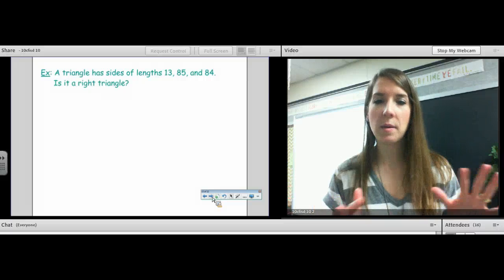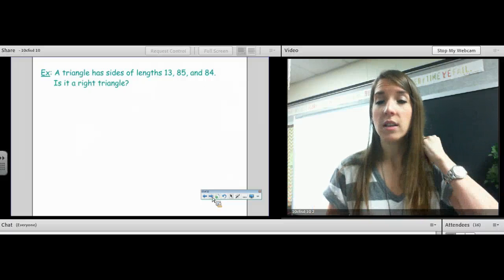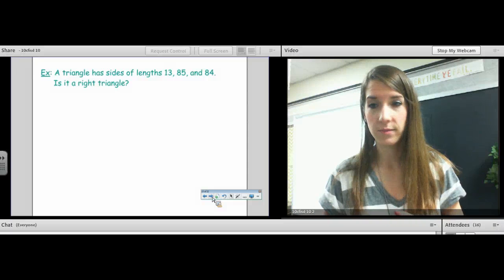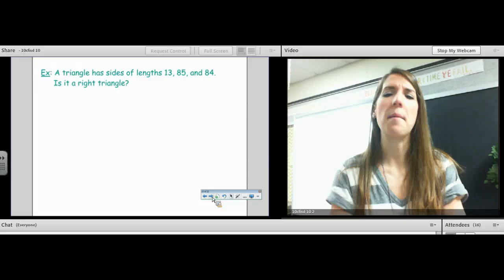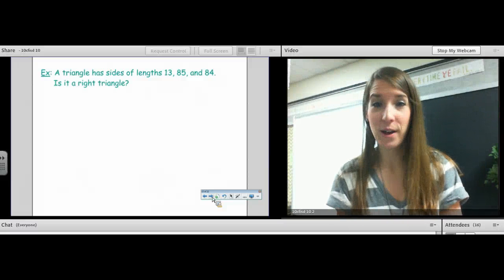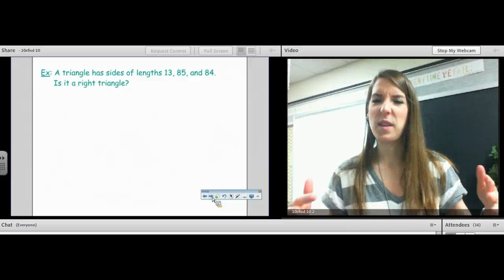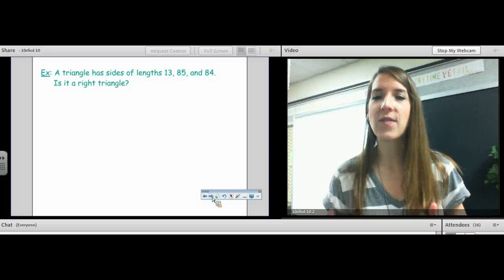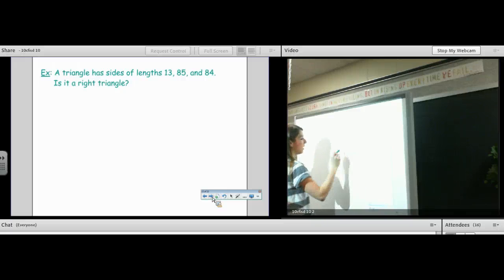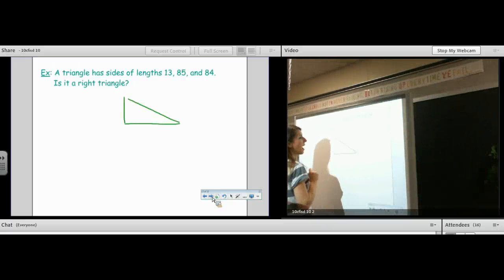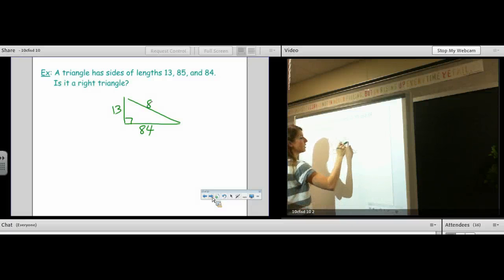So let me put this in a word problem context. Let's just say I give you 3 pieces of wood, and we'll do inches. One's 13 inches, one's 85 inches, and one's 84 inches. Could you make a ramp out of those pieces of wood that would be a right triangle? Could you or could you not?